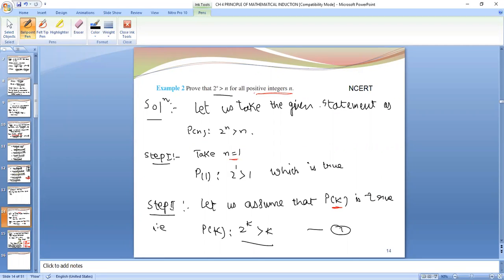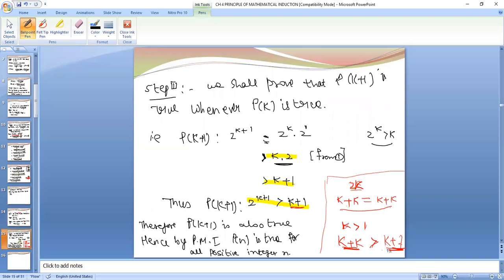So this way we are proving that 2 raised to power n is greater than n. Let us take the given statement as P(n): 2 raised to power n is greater than n. The first step, take n equals 1. So P(1): 2 raised to power 1 is greater than 1. Since 2 is greater than 1, the result is true for n equals 1. Step 2, we have to do nothing. We just assume that P(k) is true, that the statement holds true for n equals k. So P(k): 2 raised to power k is greater than k. We are taking this as number 1.